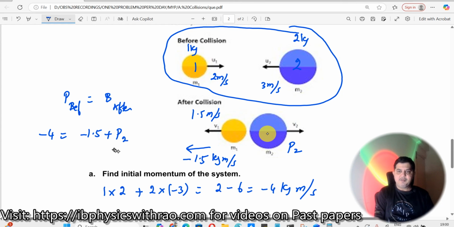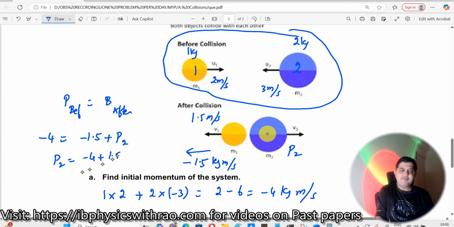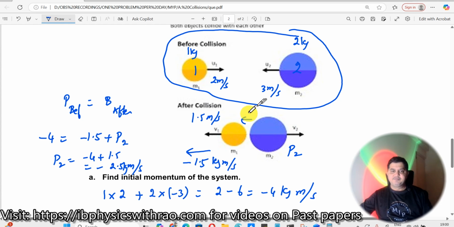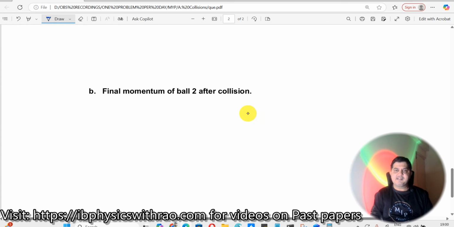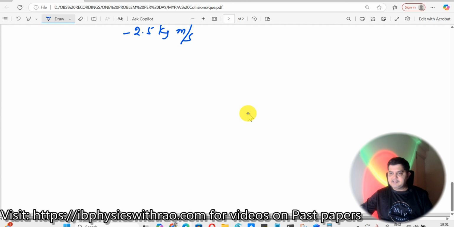So now I'll write P2 is equal to minus 4 plus 1.5, which is minus 2.5 kg meter per second. Which means this ball is also moving along this direction, because this mass is too high, so definitely it has to move in this direction. So I got the answer as minus 2.5 kg meter per second. Anything else? Okay, that's it.